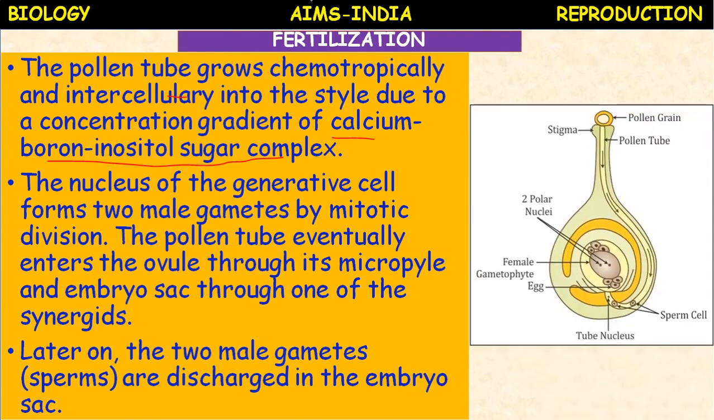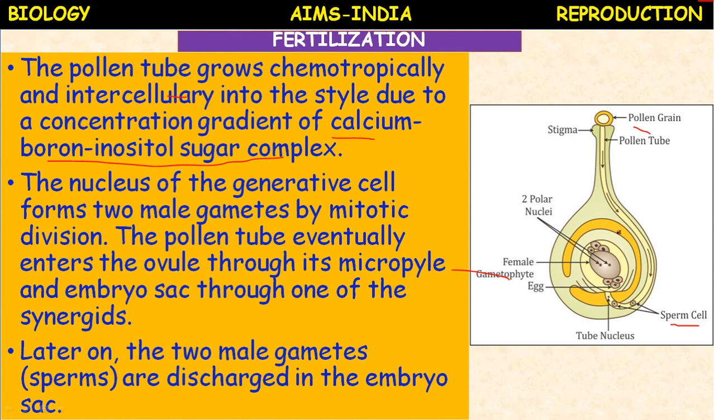Here in this picture it is very clear, you see. This is the stigma. The pollen grain germinates to produce the pollen tube, and there are two male nuclei or the sperm cells. They are discharged into the embryo sac through one of the synergids. These are the synergids which are surrounding the egg cell. These two are synergids actually.